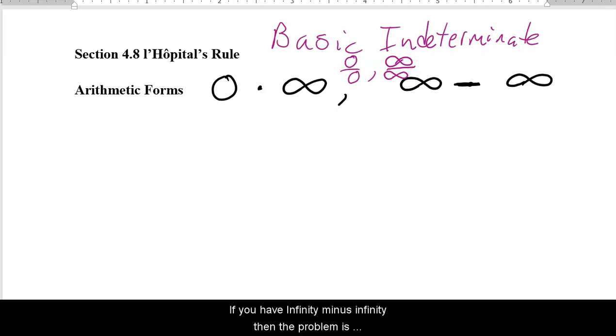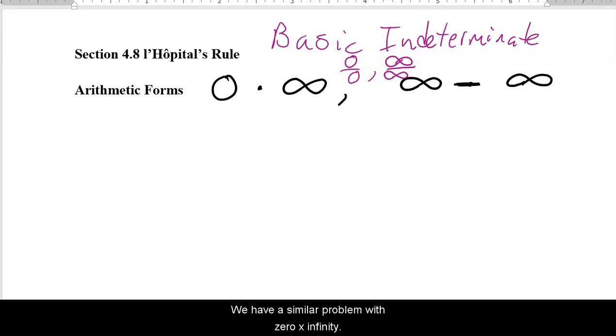If you have infinity minus infinity, then the problem is, which is the larger infinity, or are they roughly the same size? If they're roughly the same size of infinity, then infinity minus infinity, this great tug-of-war, could grind to a stop at any finite real number. This is why it's indeterminate.